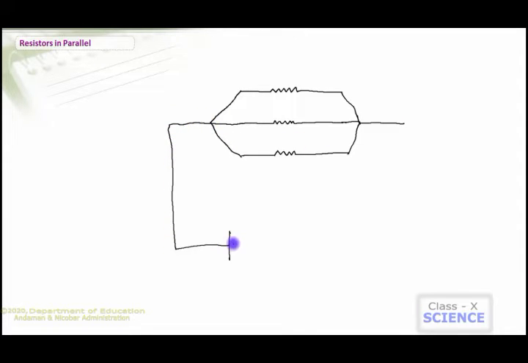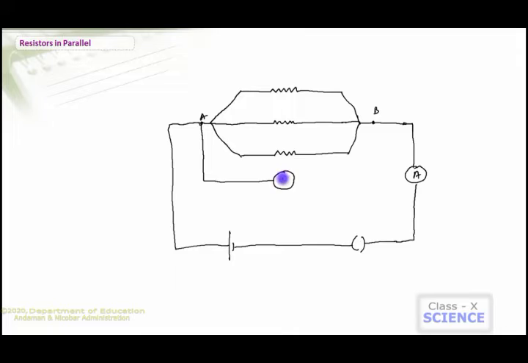Now this is our potential difference. We will have a key and we will have an ammeter to know the current, right? And also we assume that this is point A and this is our point B. So across the points A and B we will have a voltmeter to know the potential difference. So this is our positive terminal and this is the negative terminal, this is our key. The direction of flow of electric current will be this, right? Here we write R1, this will be our R2 and this will be our R3, right?